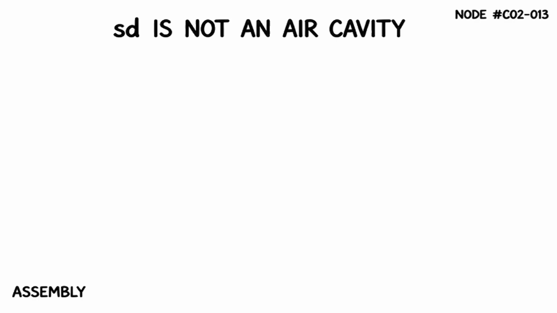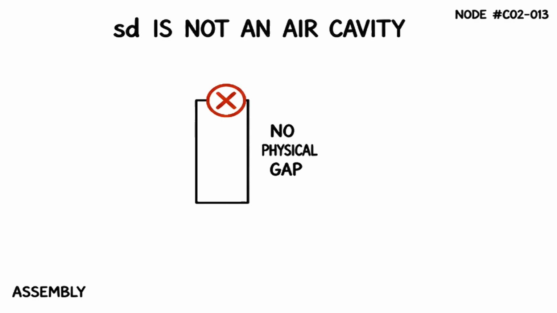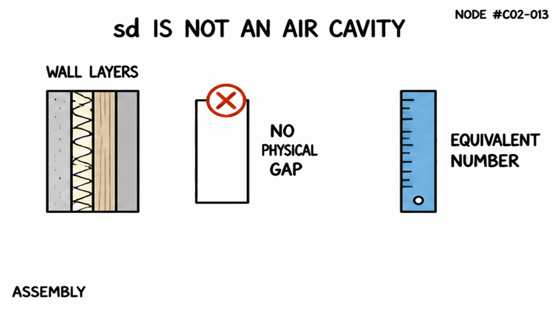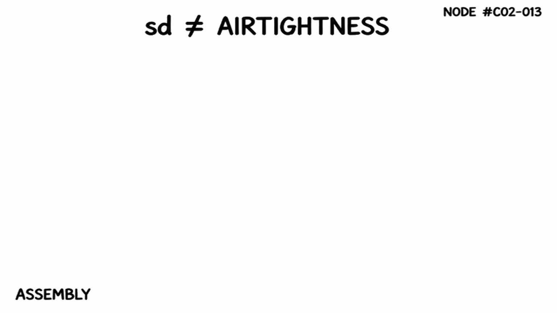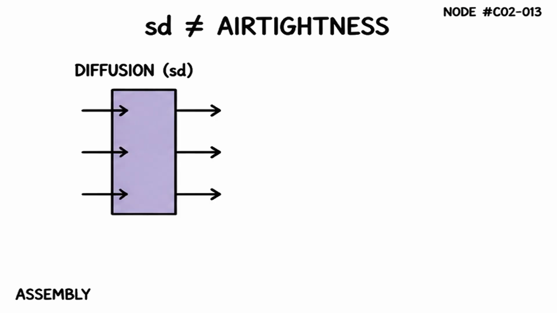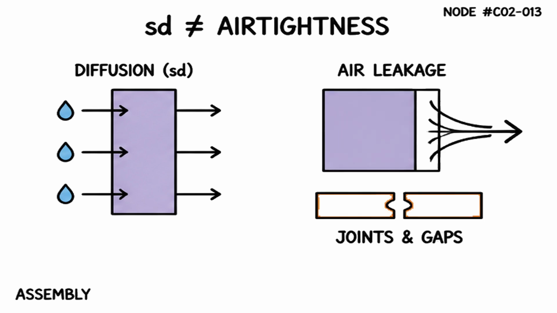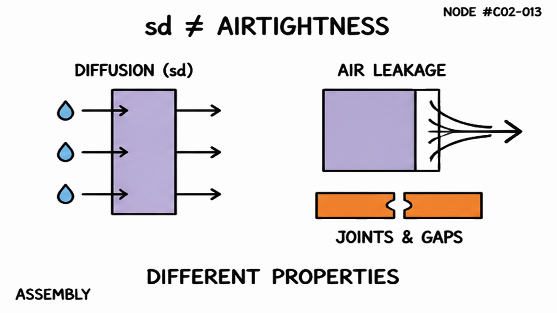Important warning: SD is not a physical air cavity. The wall does not contain that meter of air. SD is only an equivalent resistance number used for comparison. SD is also not air tightness. SD describes diffusion through the material. Air tightness controls bulk air movement through gaps, joints, and penetrations. A high SD layer can still leak air if its joints are open.